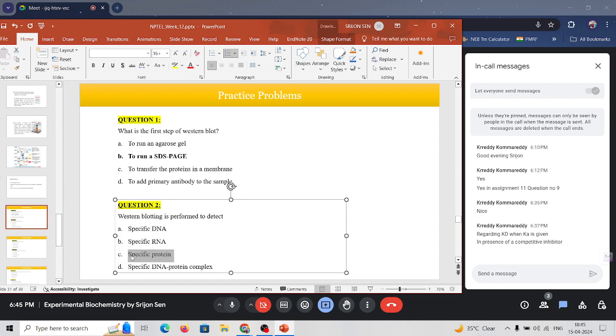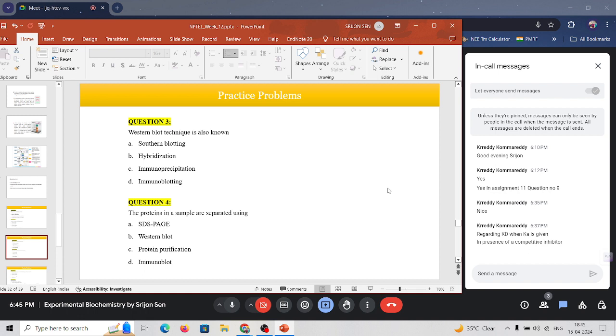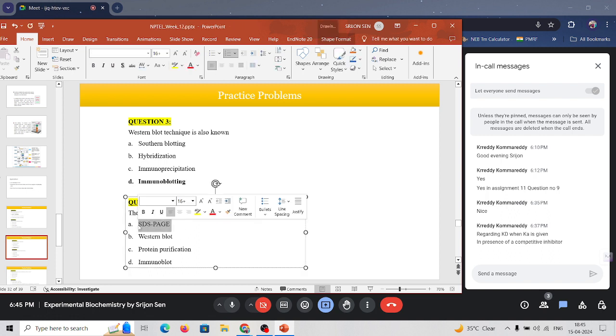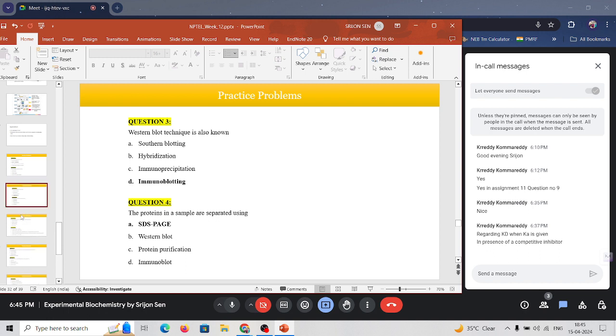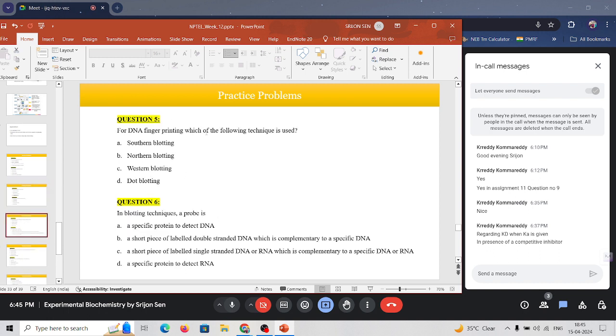protein, a specific protein. Also correct. Next one, Western blotting technique is also known as immunoblotting. The proteins in a sample are separated using SDS page. Correct. For DNA fingerprinting, which of the following techniques is used? Southern blotting. Southern blotting is also the correct answer.